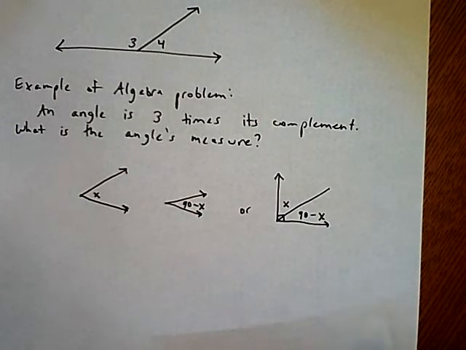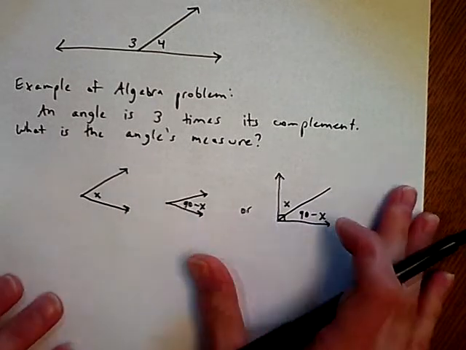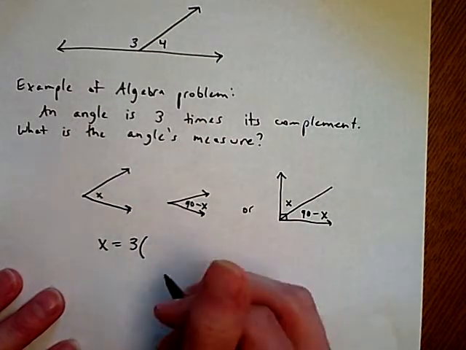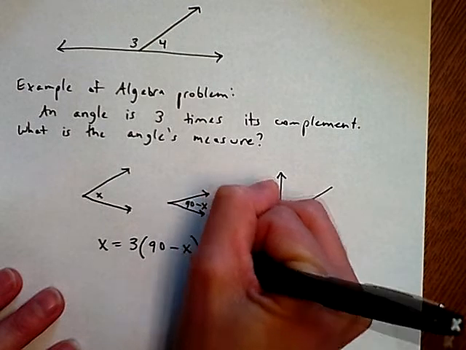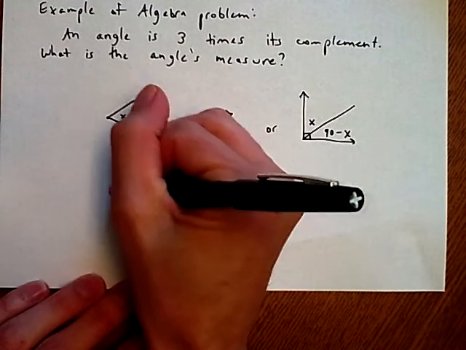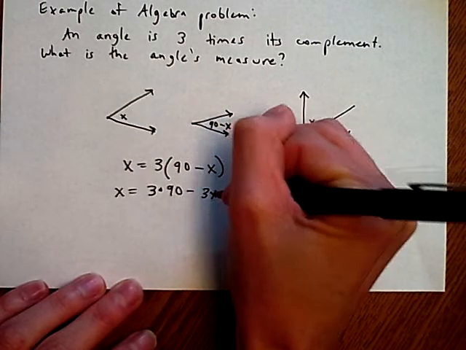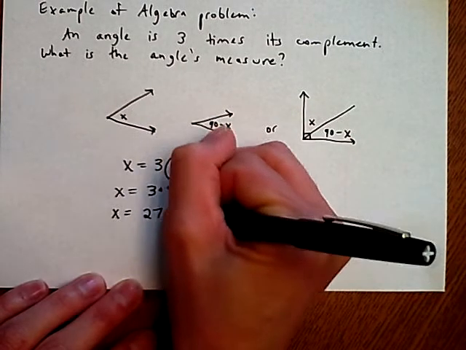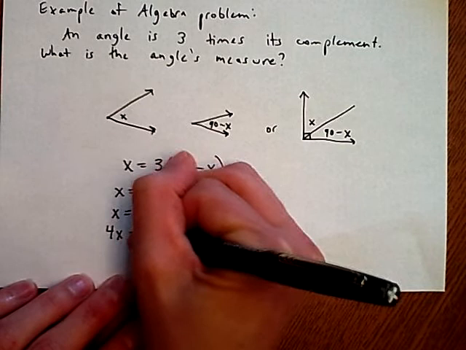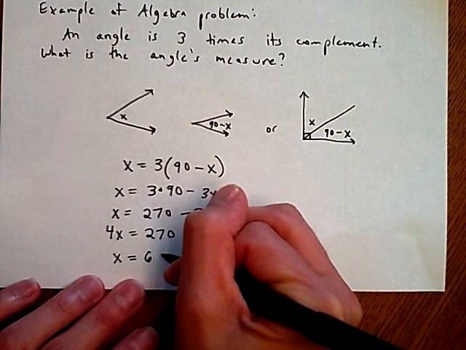Now what I also know is that x is 3 times larger than its complement. So I'm going to write the equation x equals 3 times the complement, which is 90 minus x. And now I can solve this by distributing. So x equals 3 times 90 minus 3x. x equals 270 minus 3x. I add 3x to both sides and I get 4x equals 270. So x equals 65.